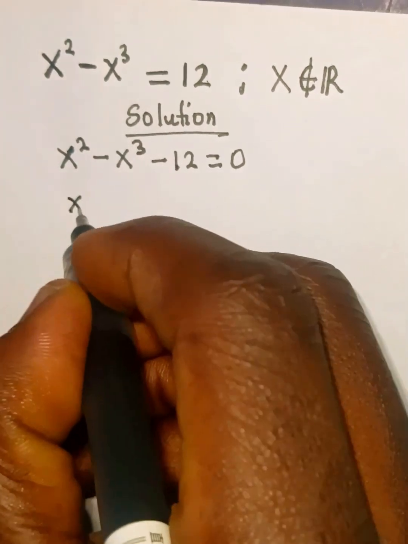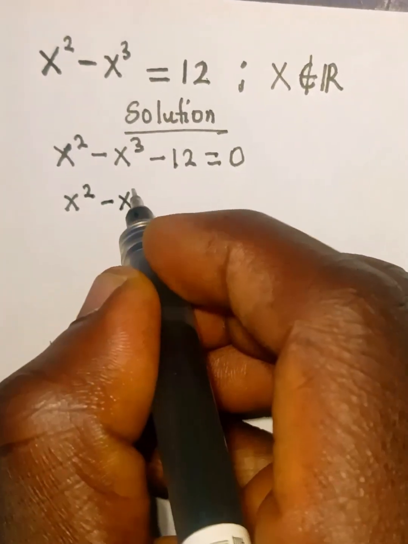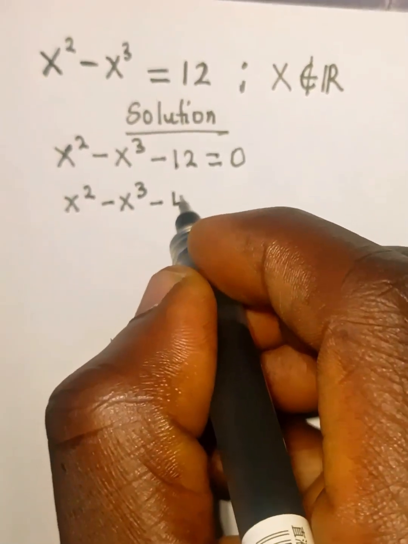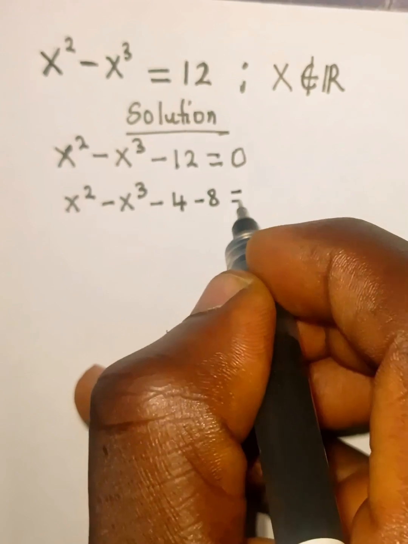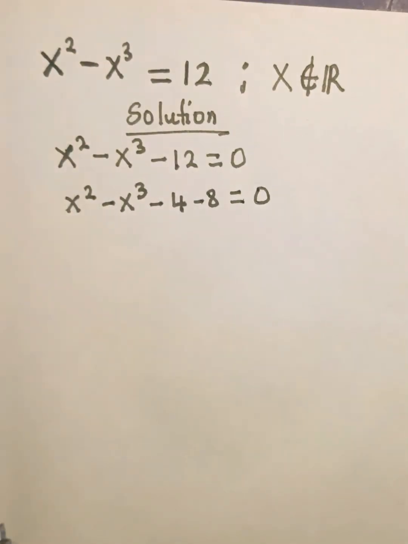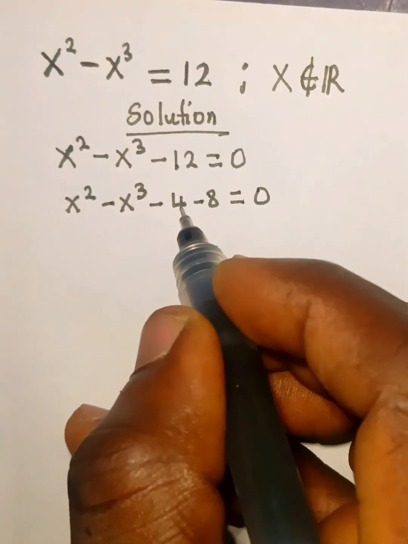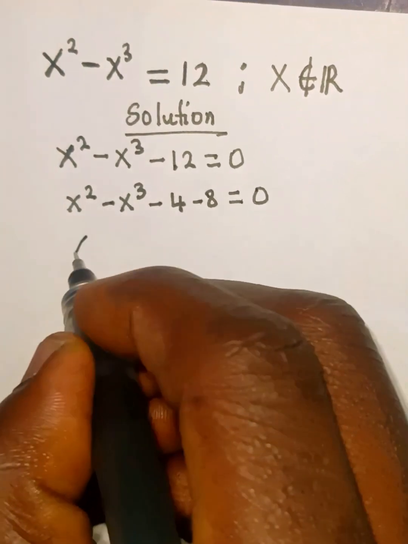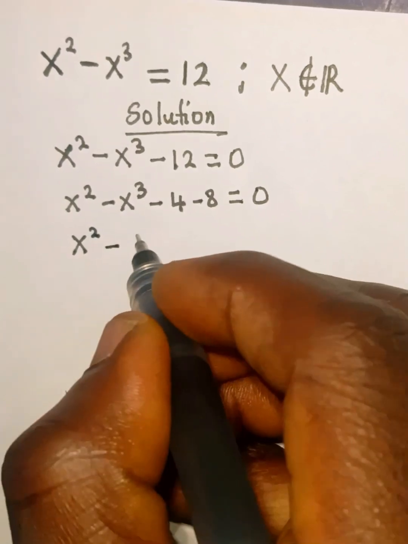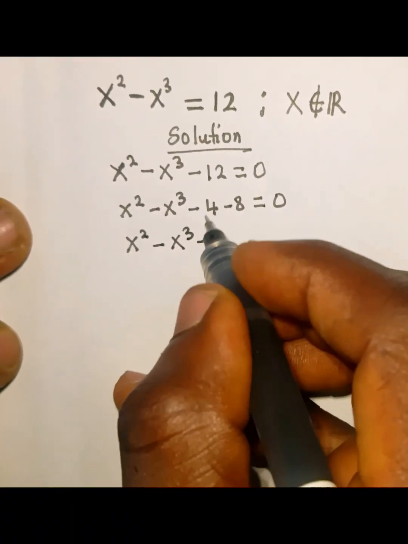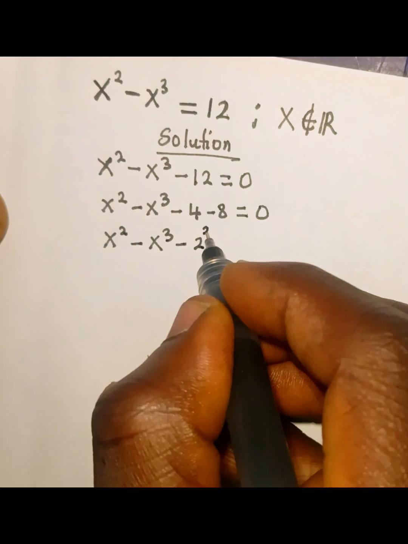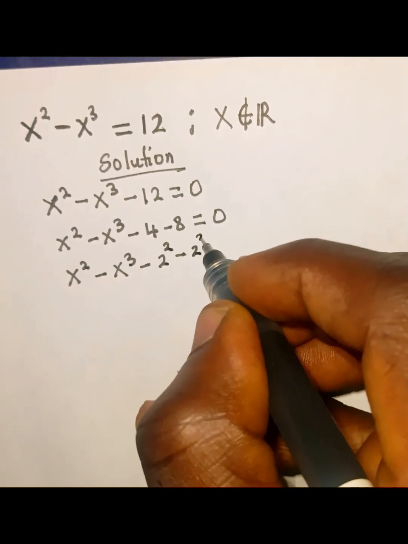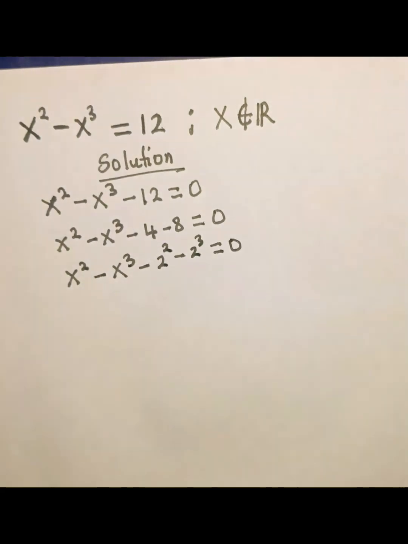So we have x raised to the power of 2 minus x raised to the power of 3 minus this 12, which is the same as negative 4, then negative 8. Everything will be equal to 0. Now the next thing we're going to do, we can rewrite this 4 to the base of 2, and also rewrite this 8 to the base of 2. So we have x raised to the power of 2 minus x raised to the power of 3 minus 4, which is the same as 2 raised to the power of 2, then minus 8, to base 2 is the same as 2 raised to the power of 3. So everything will be equal to 0.